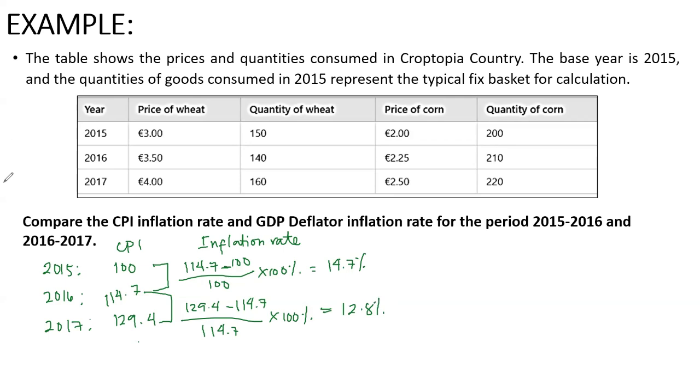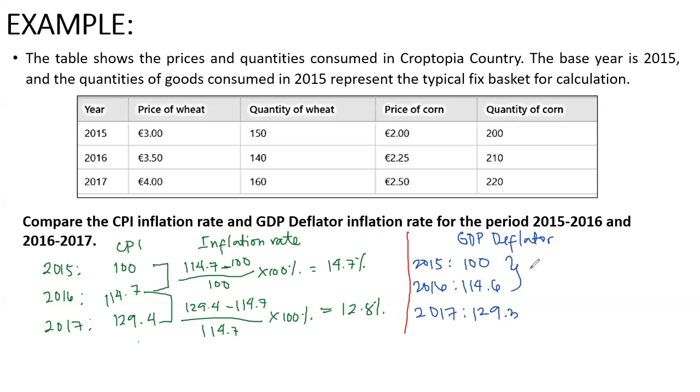On the other hand, in terms of the GDP deflator, in 2015 we have 100, in 2016 we have 114.6, and in 2017 we have 129.3. So the inflation rate here.